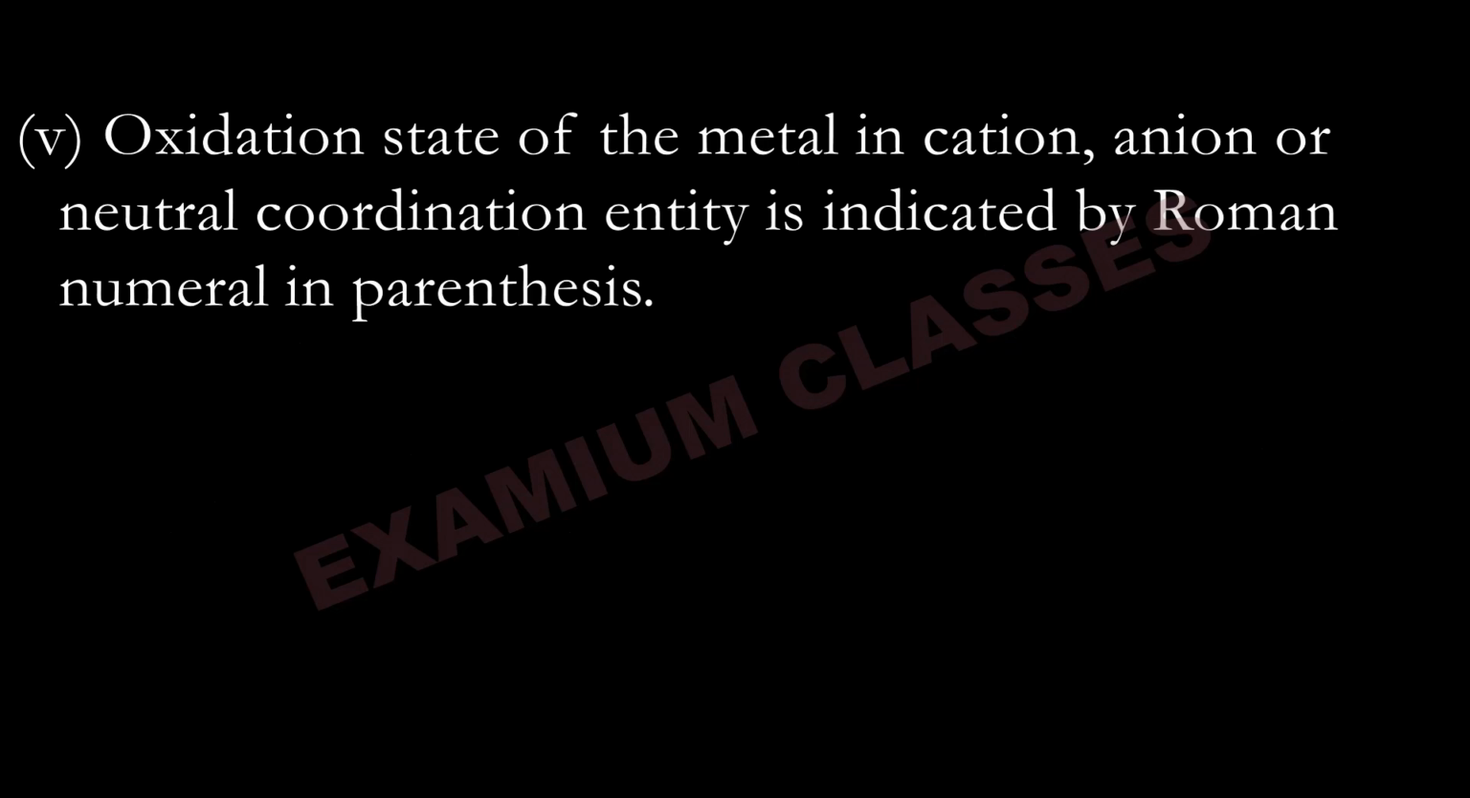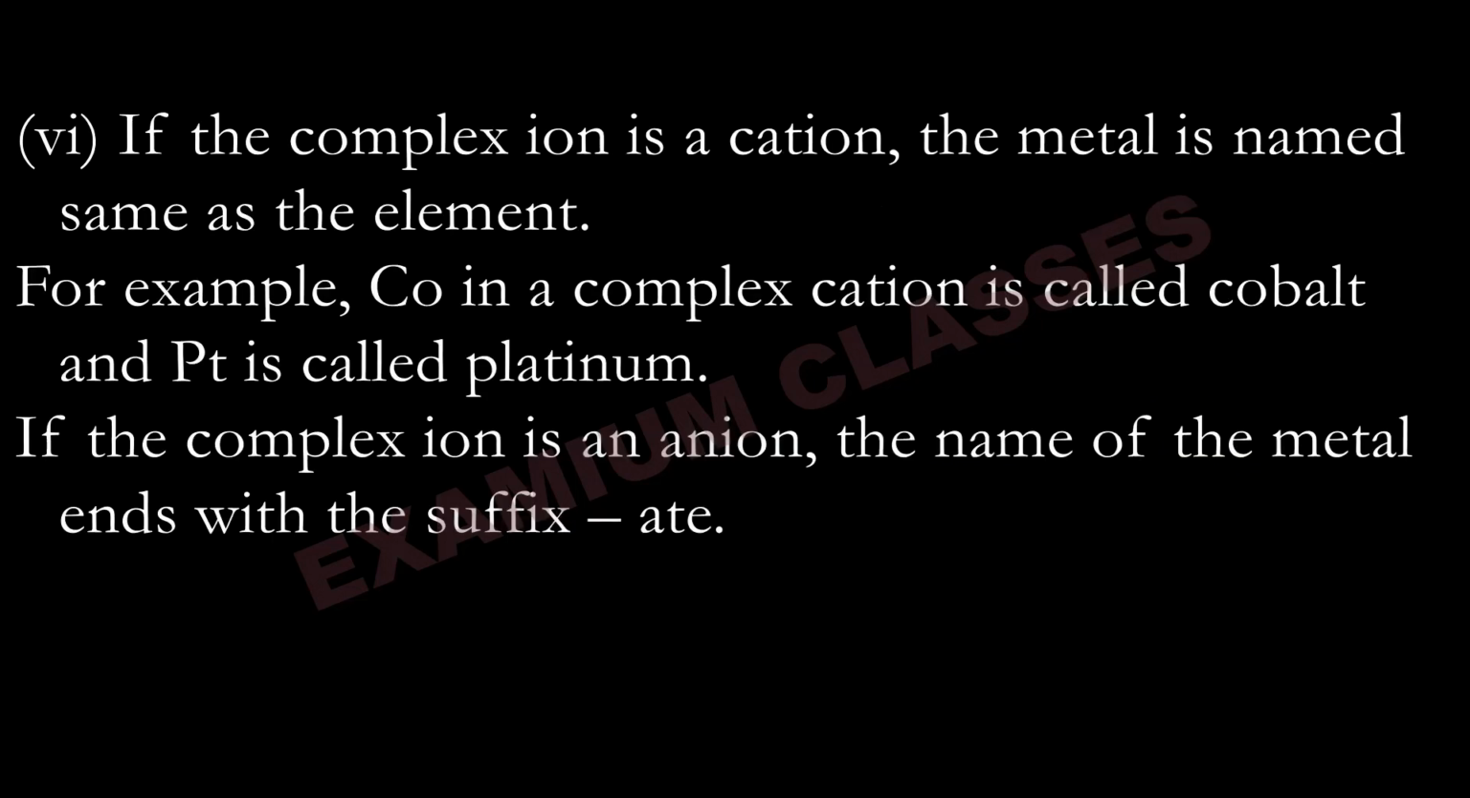Oxidation state of the metal in a cation, anion, or neutral coordination entity is indicated by Roman numerals. So, for example, if I write the name, I will write cobalt, then I will write its oxidation state in the name as a Roman numeral. So you have to show the oxidation state of the central metal atom always. In a few cases, it is not written if it is very much evident and that metal atom has only one oxidation state possible. But normally that is not the case, so you should write it.